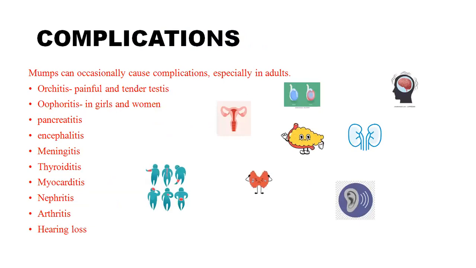What are the complications? Complications of mumps include orchitis, that is painful and tender testis. You can see here the painful and tender testis. Oophoritis in girls and women, pancreatitis, encephalitis, meningitis, thyroiditis, myocarditis, nephritis, arthritis, and hearing loss. So these are the major complications of mumps.